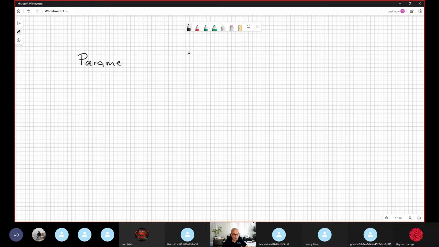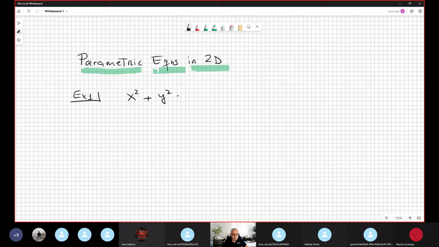Parametric equation in 2D. Let me study 2 dimensions first. After that, 3 dimensions is a little bit more complicated, but not too much. So now, suppose this equation. Example 1, easy. Suppose x squared plus y squared equals 4.